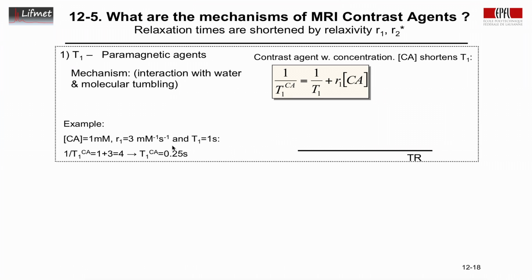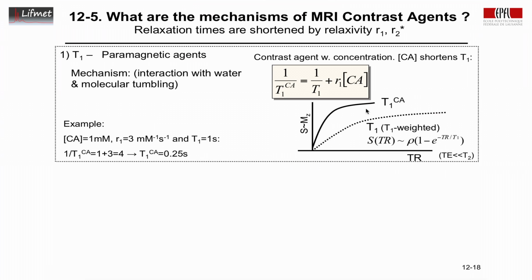So if we look at the signal, in this case on a T1 weighted image, it's proportional to the Z magnetization. So it's T1 weighted. We're looking at this expression here, and we have assumed for the experiment that the TE is much shorter than T2. This is in the absence of the contrast agent, and in the presence of the contrast agent, the recovery to thermodynamic equilibrium is much faster. So if we measure at a relatively short TR, the signal becomes bright in the presence of the contrast agent. So these paramagnetic agents lead to a brighter signal on T1 weighted images.